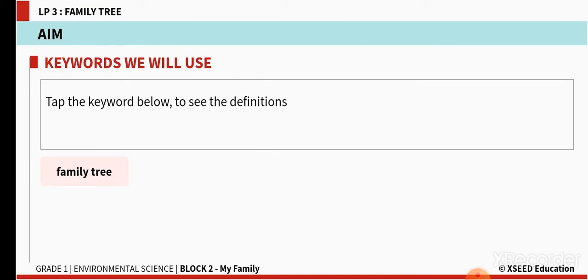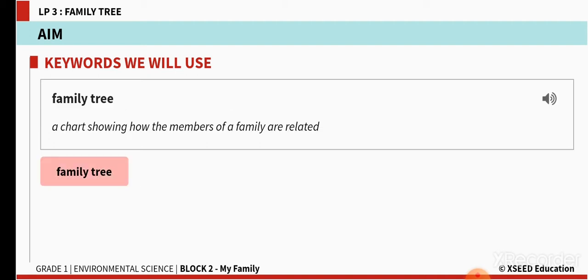So today's keyword is family tree. You all know the different trees, but what is this family tree? Let us find out, children. A chart showing how the members of a family are related. This is not a real tree which is going to give fruits, but this is a pictorial chart which is going to show the members of a family, and how they are related to each other. Again I repeat, a family tree is a chart showing how the members of a family are related. So spelling: family, tree. You have to learn this along with the meaning, children.